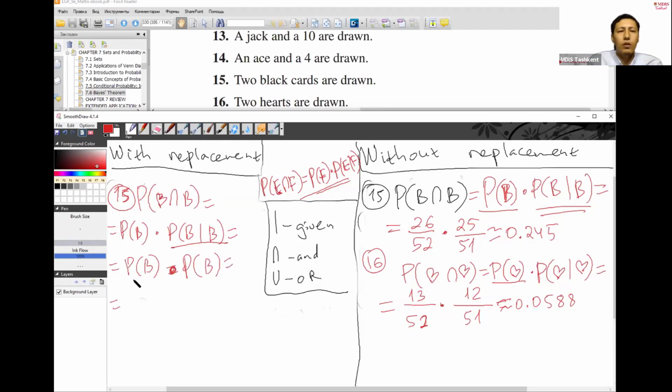So the probability of choosing a black card is 26 out of 52. But after you choose a black card, what do you do? You replace it back. With replacement means you put it back. Then you choose another one. What's the probability of choosing a black card? Nothing changed here. The number of cards is still 52. The number of blacks is still 26. So you get 0.25.